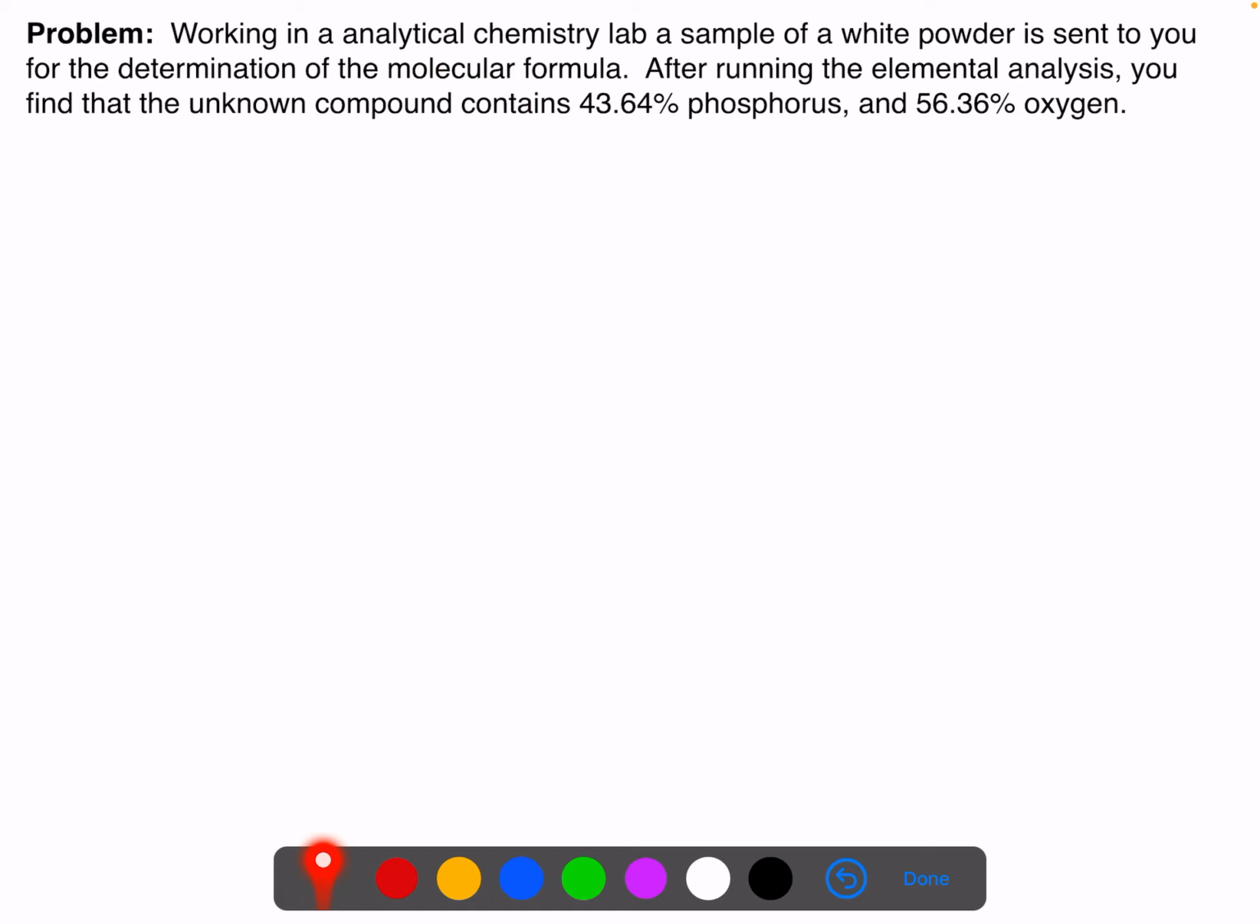So how can we figure out what this thing is? We could take some of this white powder, put it through our elemental analysis, and what the instrument would give back to us is the mass percent of elements. So we find out that this is 43.64% phosphorus and 56.36% oxygen. We want to find the molecular formula. So how are we going to do this? How are we going to go from mass percentage to molecular formula?